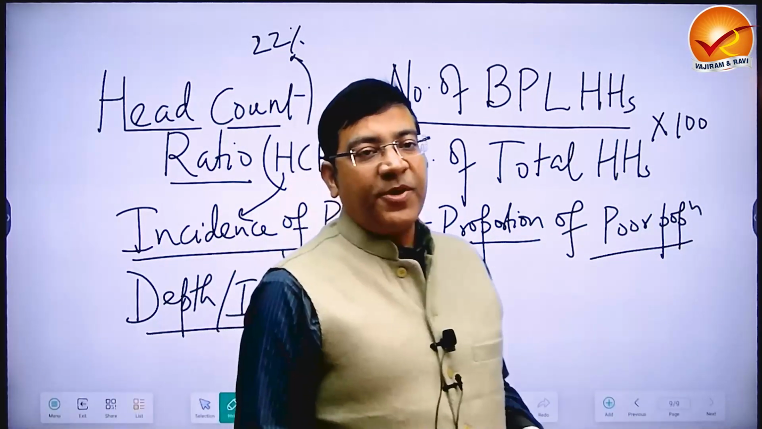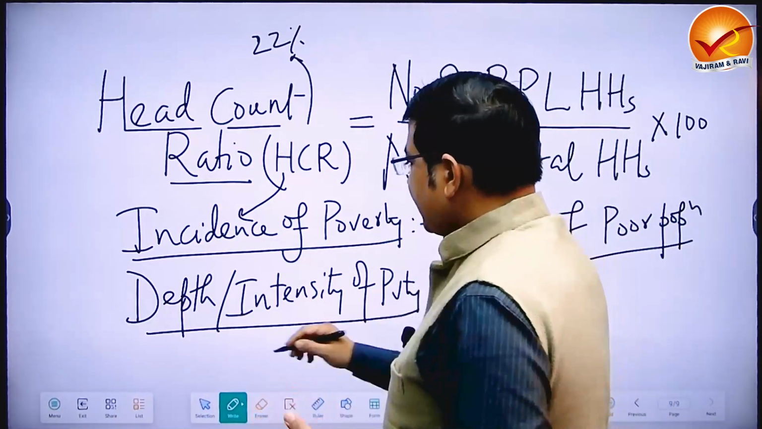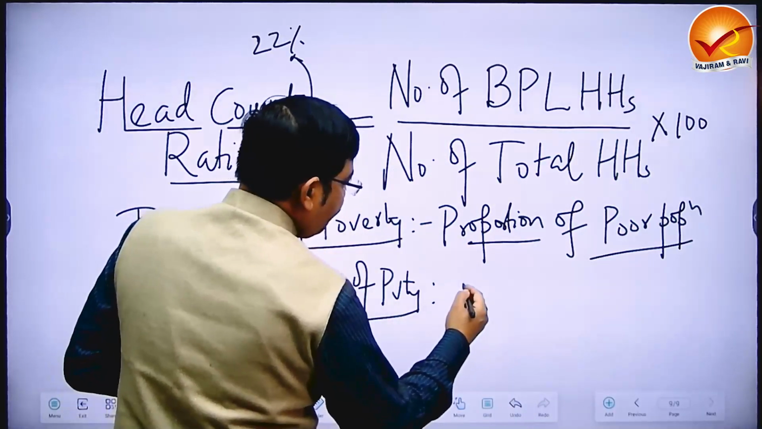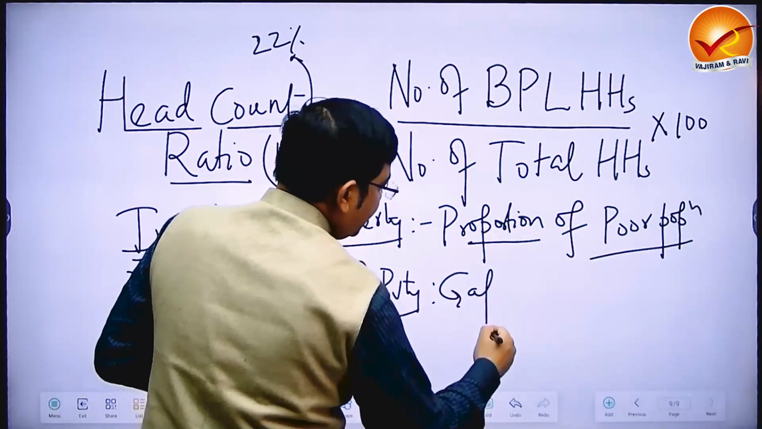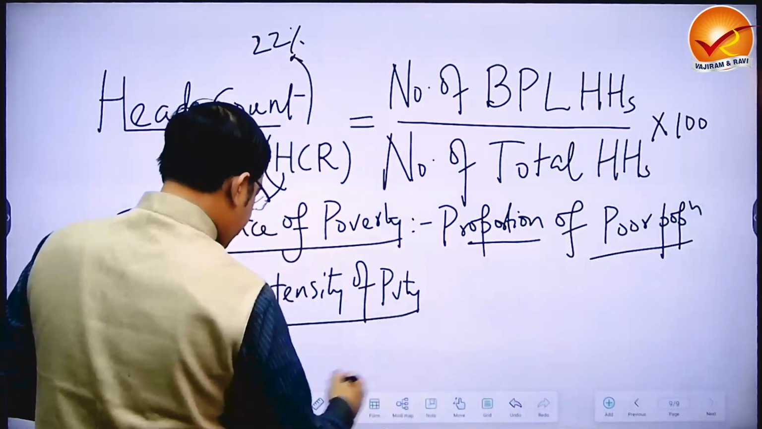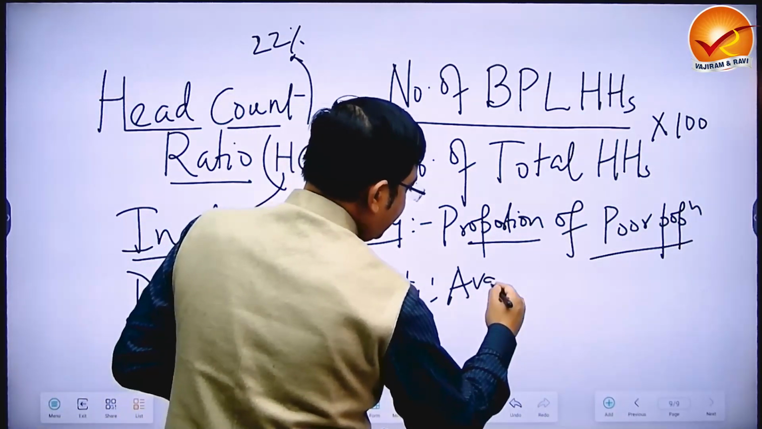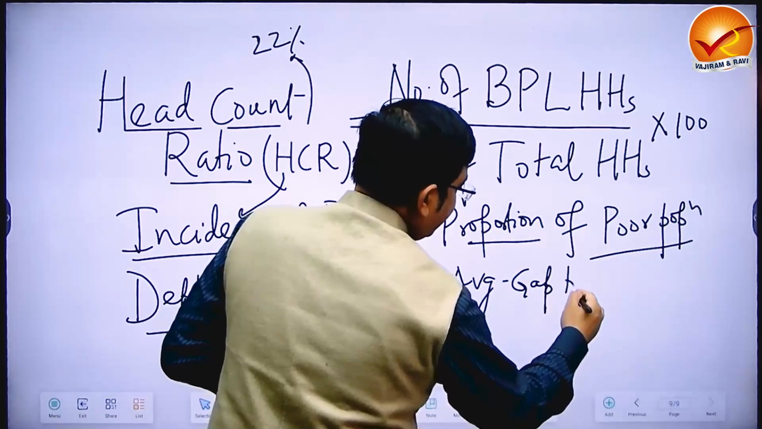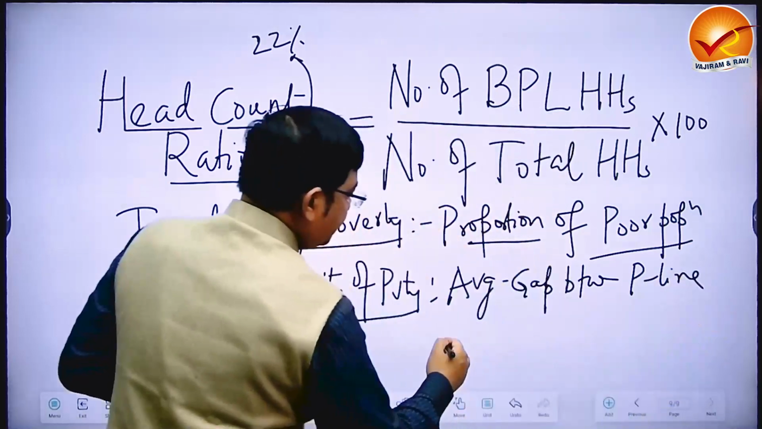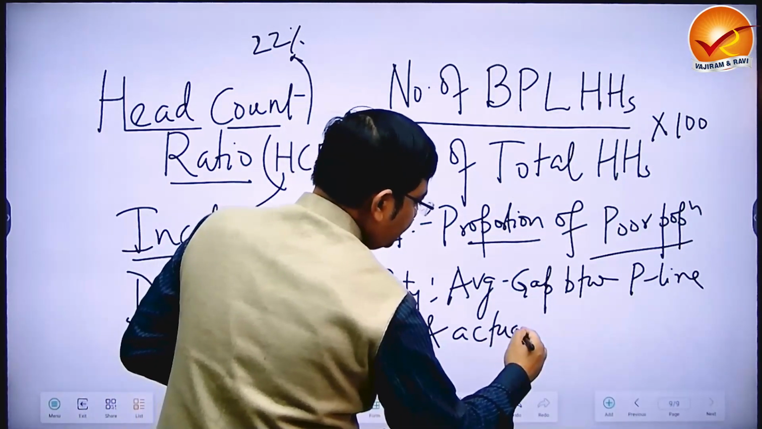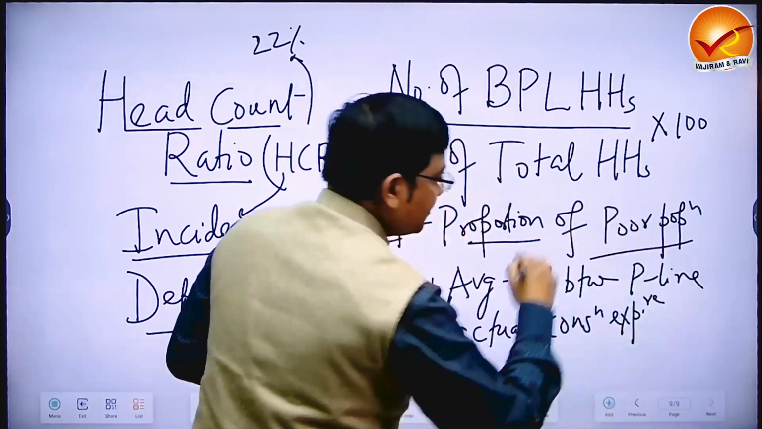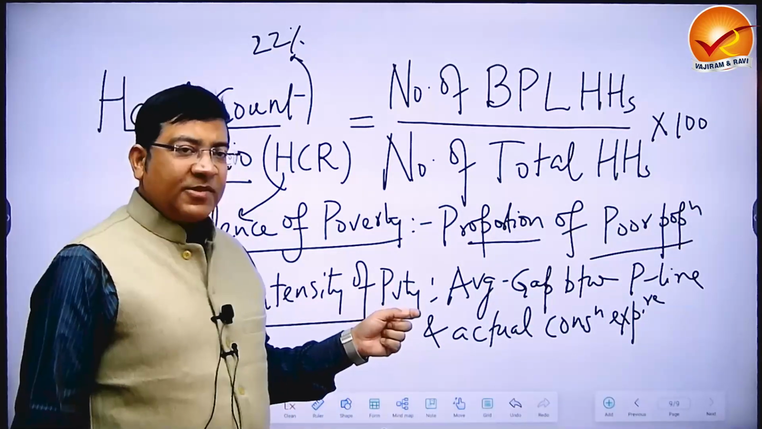Depth or intensity of poverty means, as the name itself says, the depth of the poverty. What is the gap, or you can call it the average gap, between the poverty line and the actual consumption expenditure. I'll tell you about one concept that looks into it.